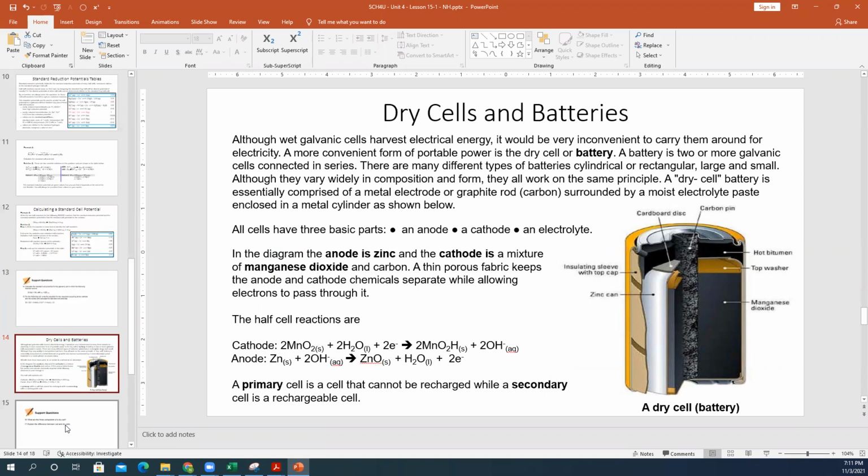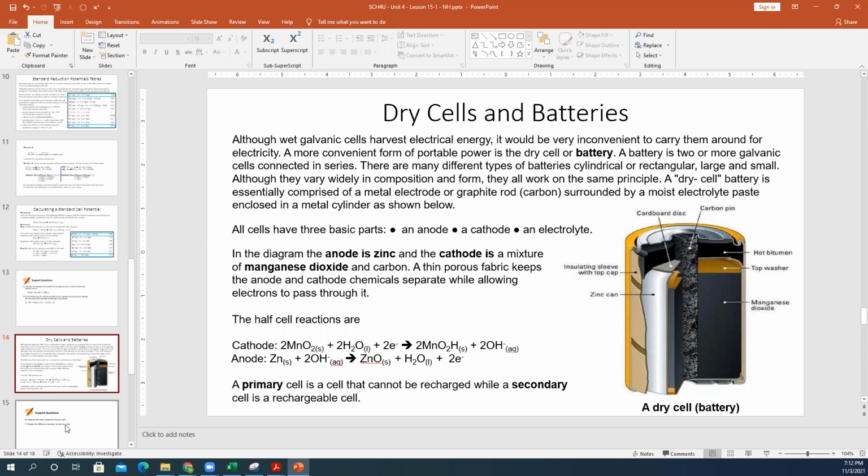So up to now we were looking at wet galvanic cells. These wet galvanic cells harvest electric energy, but it's a very inconvenient way of transporting them around with you, carrying around this wet bucket of solution sloshing around. A more convenient way of carrying around these cells with you would be to make them into a dry cell or a battery, which is what we use typically on a daily basis. A battery is where you have 2 or more galvanic cells connected in series.